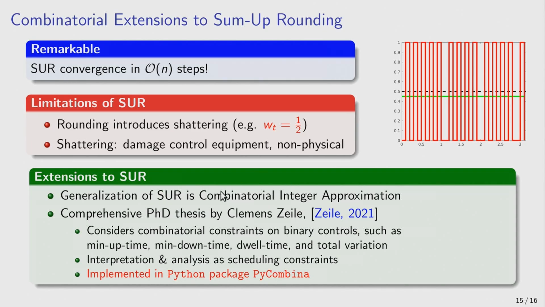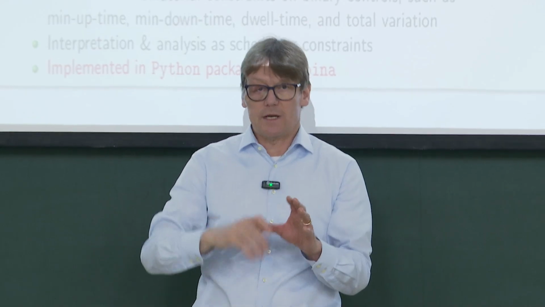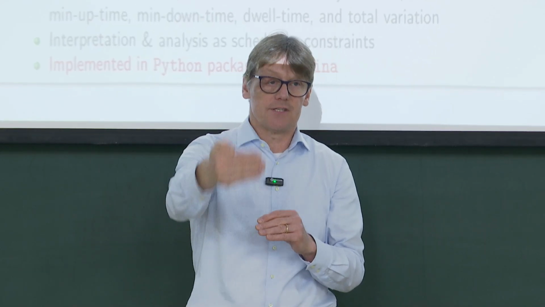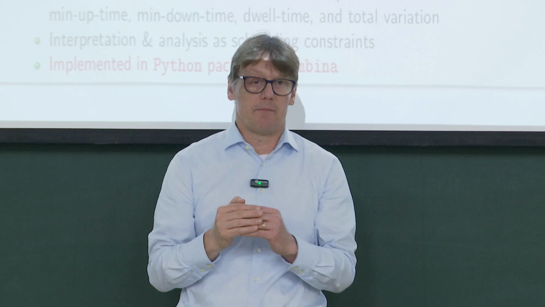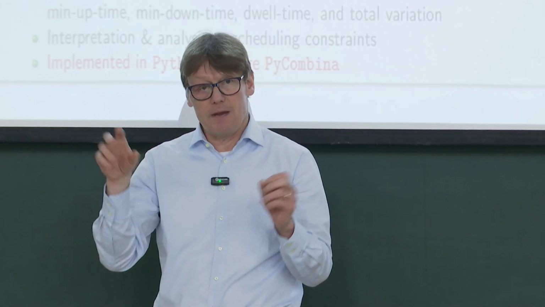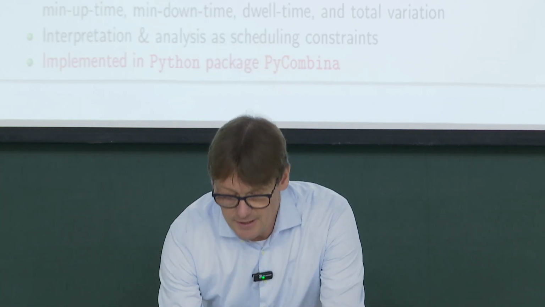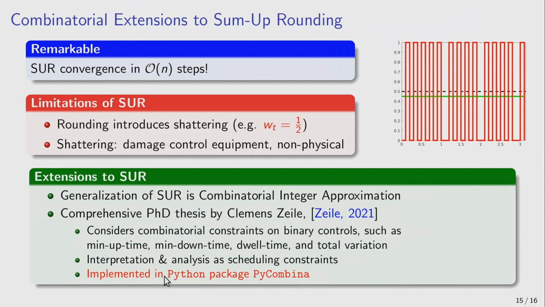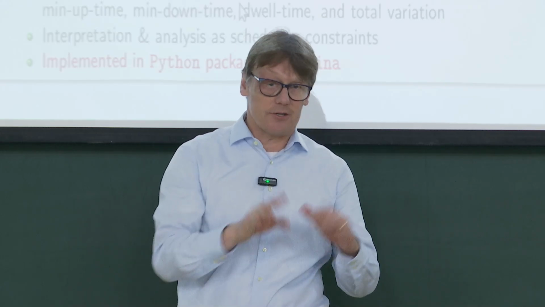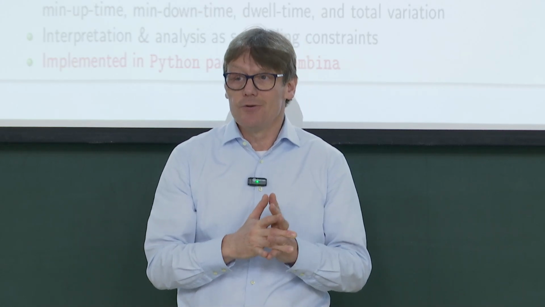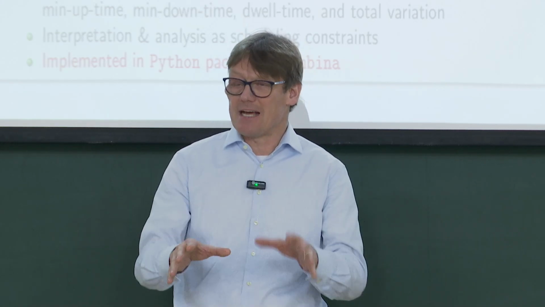There was a PhD thesis recently from one of Sebastian Sager's students on how to add combinatorial constraints, things like minimum uptime or minimum downtime. So once I switch the equipment on, it has to be on for a certain minimum amount of time or off for a minimum amount of time. You can also look at minimizing the number of switches that you're allowed to do. That's a term called total variation. And that adds scheduling constraints to my optimal control problem. I'm not going to talk about this here, but it also loses our convergence property. So we no longer have this nice convergence result.